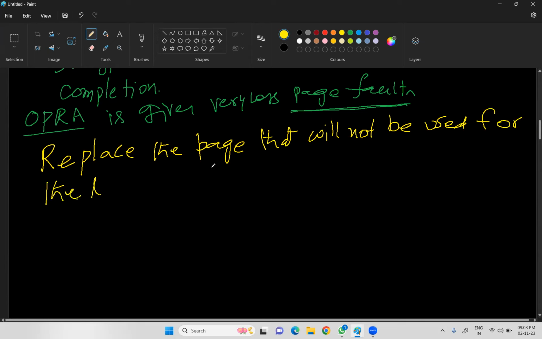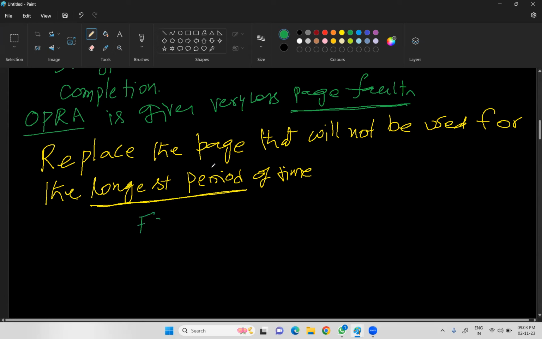The longest period of time. What do you mean by this longest period of time here? You must always look in a forward direction. Why are you supposed to look in the forward direction here?